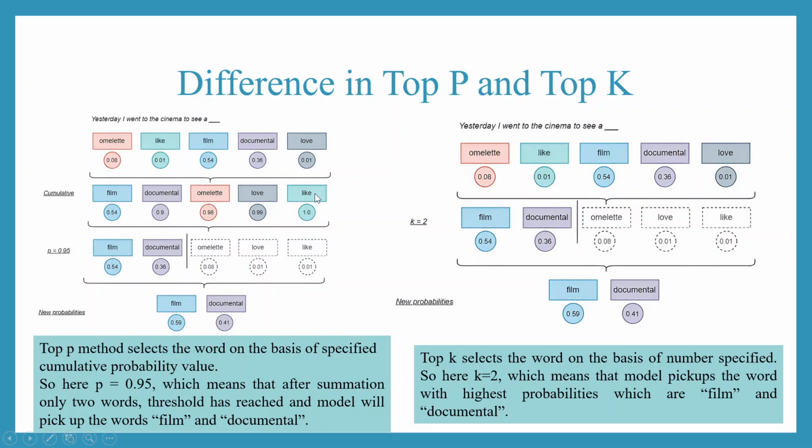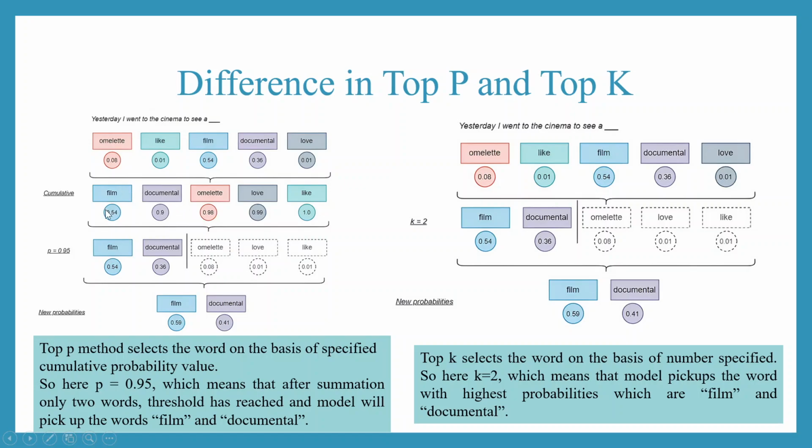You can see here. Now it will calculate the cumulative probability: 0.54, adding the probability of documental, 0.54 plus 0.36 gives us 0.9, then the probability of omelette 0.98, then of love 0.99, and then of like. So the total probability is 1. Now what is our threshold? Threshold is 0.95. So two words are selected, film and documental, because we have reached the threshold here.